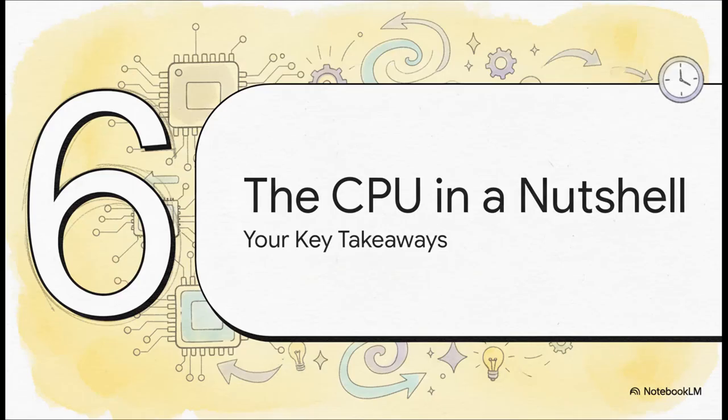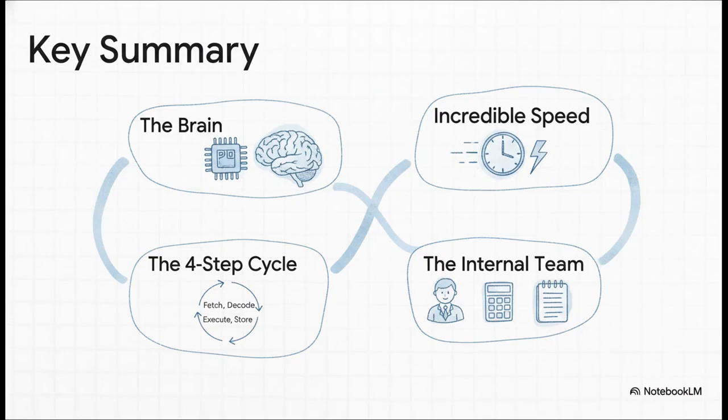Okay, let's wrap this up. Here's the CPU in a nutshell, your key takeaways. So, to sum it all up, the CPU is the brain, and it processes every single instruction. It does this using a constant 4-step cycle: fetch, decode, execute, and store. Its 3 key parts are the control unit, the manager, the ALU, the calculator, and the registers, the notepad. And this entire cycle happens incredibly fast, billions of times every second, making your computer work.